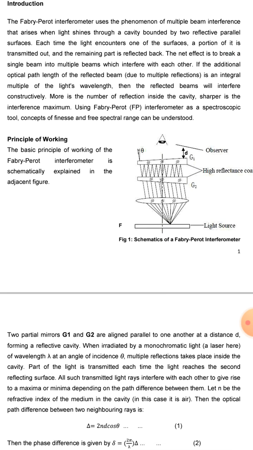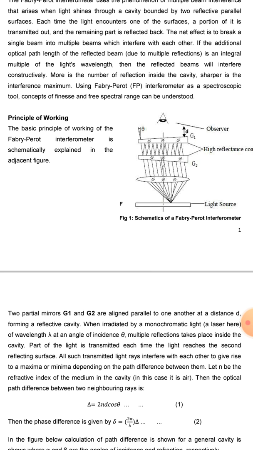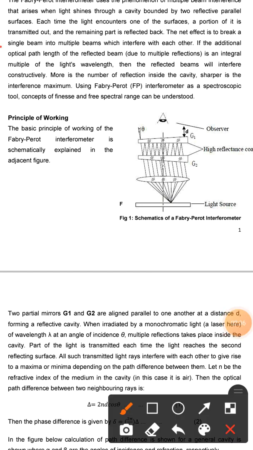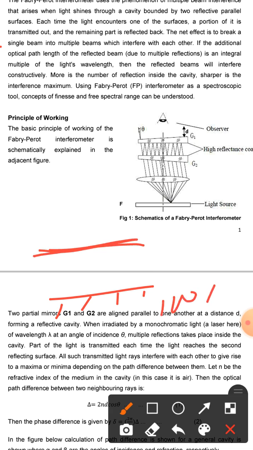Using the Fabry-Perot interferometer as a spectroscopic tool, the concepts of brightness, fineness and free spectral range can be measured. The meaning of this is that the Fabry-Perot interferometer works in this manner: we have two mirrors parallel to each other, one is 100% reflective, and another is partially reflective, 95% reflected and 5% transmitted. It may be 90 and 10, etc.